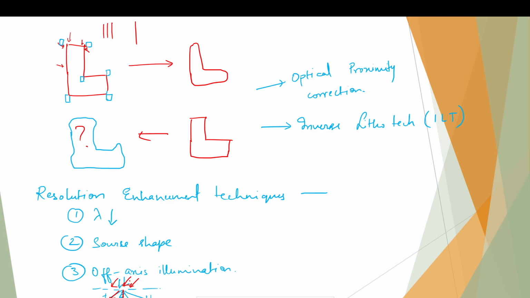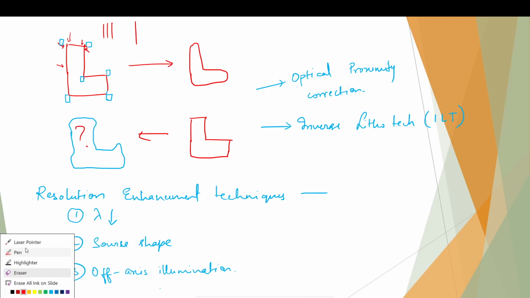My diagram is very poor, but you just need to understand here that in case of off axis illumination, we are able to capture more diffraction orders because of the tilt in the illuminating axis.